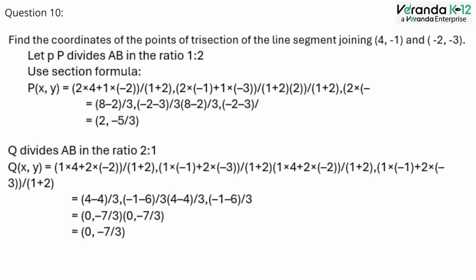So we'll use the section formula, (m into x2 plus n into x1) by (m plus n), comma, (m into y2 plus n into y1) by (m plus n). So we'll substitute the values of x and y, and after simplification we will get (2, -5/3) as the coordinates of P. Similarly, we can find the coordinates of Q using the same section formula, and Q's coordinates will be (0, -7/3).